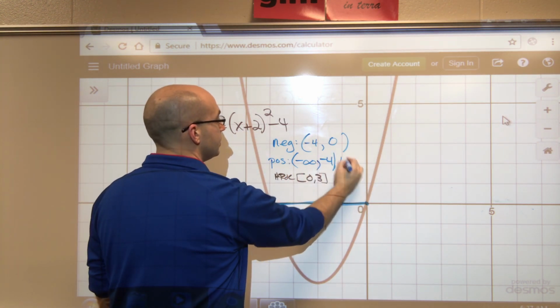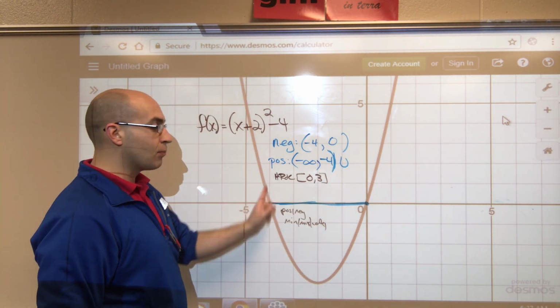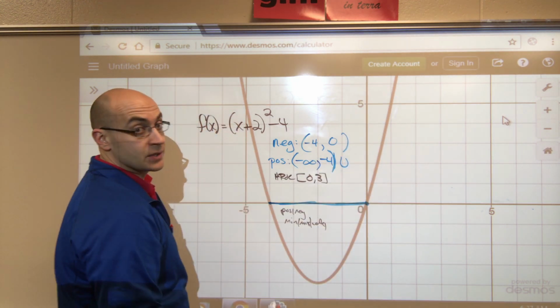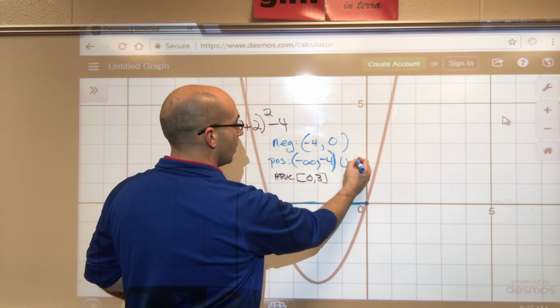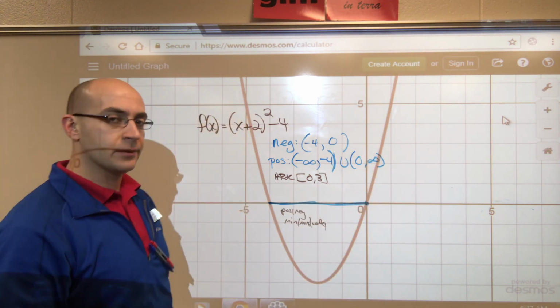Oops. Union, that's supposed to be a parenthesis. And, right, because there's two different sections. It has a break in here. Like, this isn't consistent, or continuous is what we say. 0 to positive infinity.